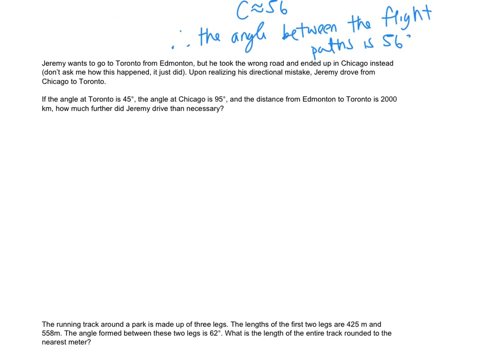Let's try the next one. Jeremy wants to go to Toronto from Edmonton, but he took the wrong road and ended up in Chicago instead. Don't ask me how this happened, it just did. Upon realizing his directional mistake, Jeremy drove from Chicago to Toronto. So we know that the 3 vertices on our triangle are going to be Edmonton, where he started. His goal was to get to Toronto, but he ended up in Chicago for some reason and then went to Toronto.